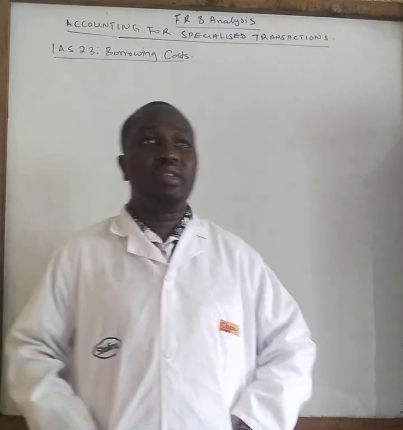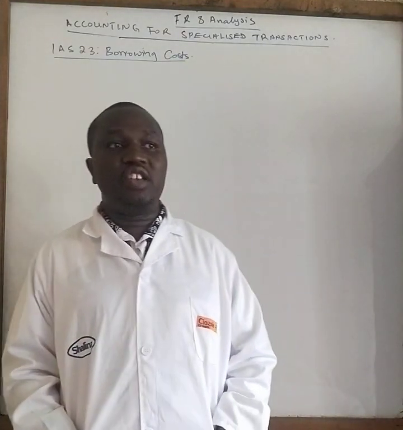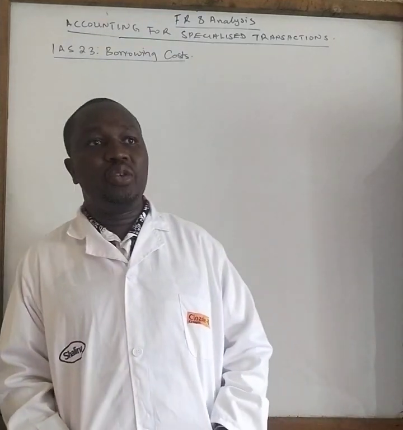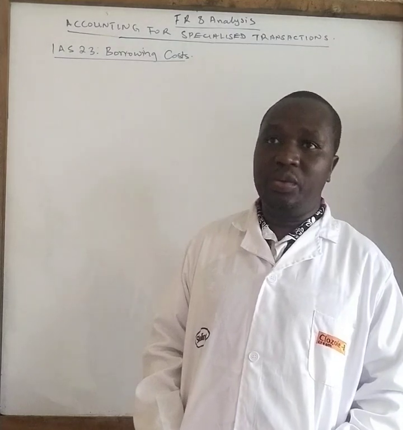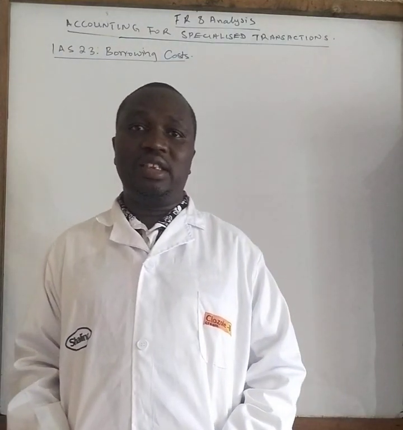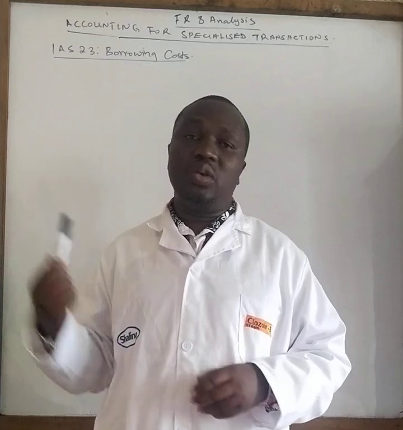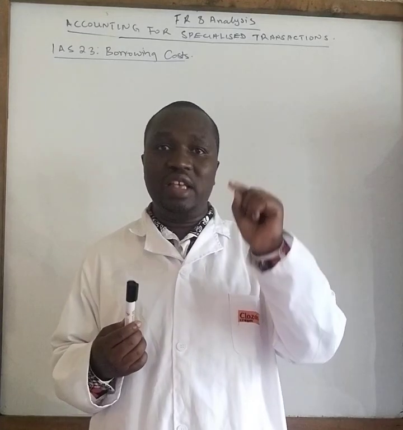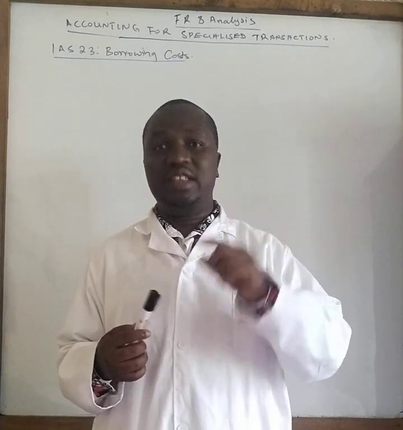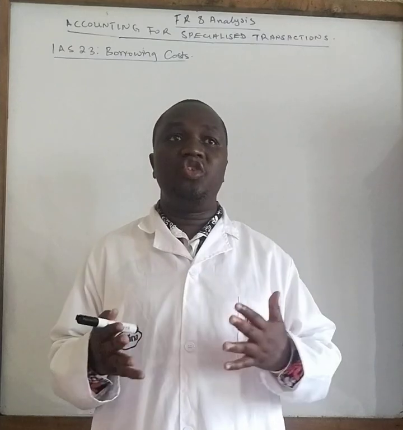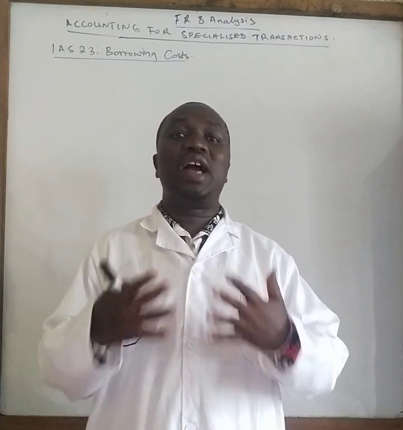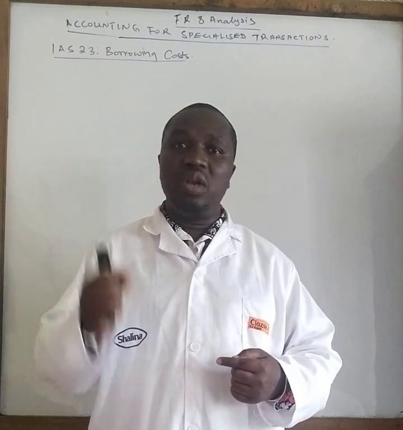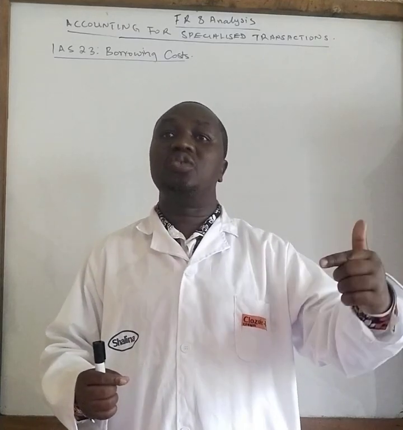So the question we are asking ourselves is, this interest that is accruing on these borrowed funds, are we supposed to treat it as an expense, or are we supposed to add it on the asset that we are constructing just because of the fund? According to IAS 23, it was revised on 30th of March 2007, and the revision was made to ensure that all the borrowing costs are capitalized. That is to say, all the borrowing costs relating to the construction of a qualifying asset need to be added as a cost of the asset.